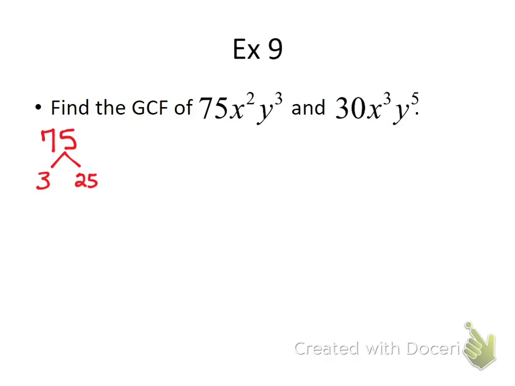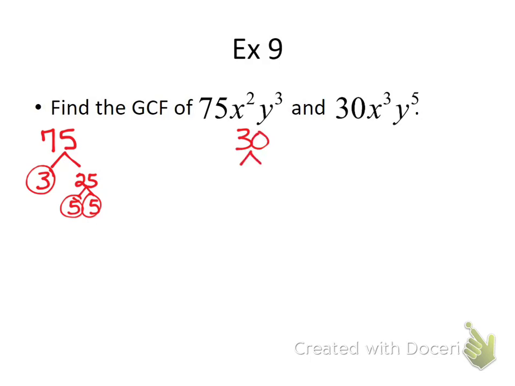Can I factor 3? No. So I'm going to circle it. Can I factor 25? Can I take two numbers and multiply them together to get 25? Yeah, 5 and 5. Can I factor 5? No. And then I'm going to come to 30.